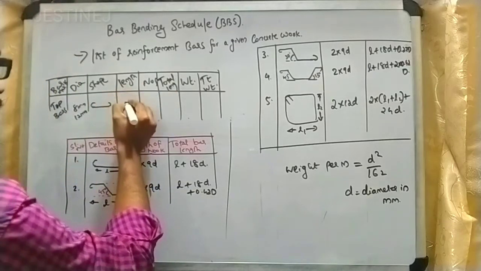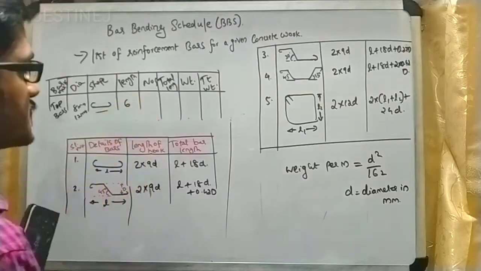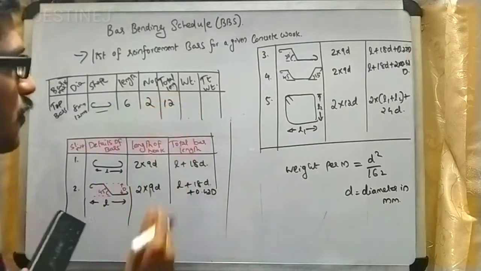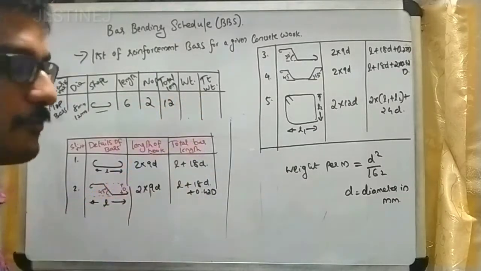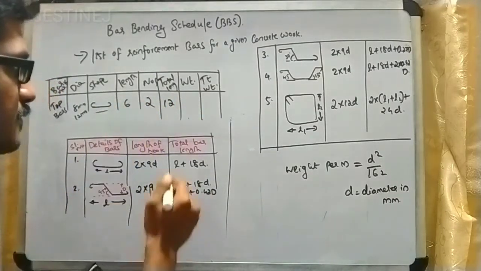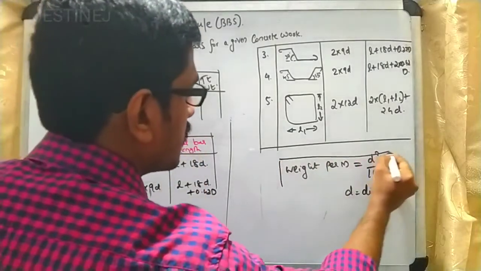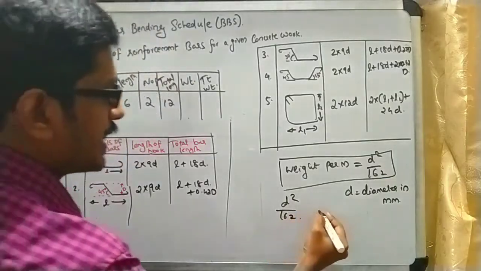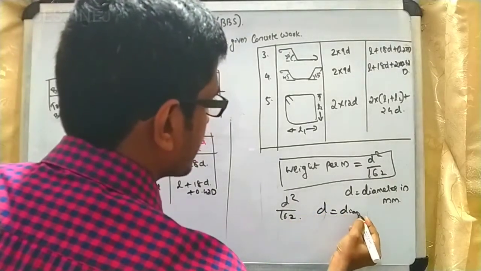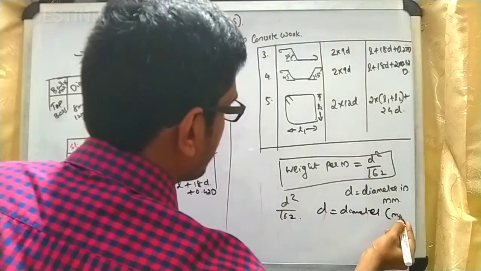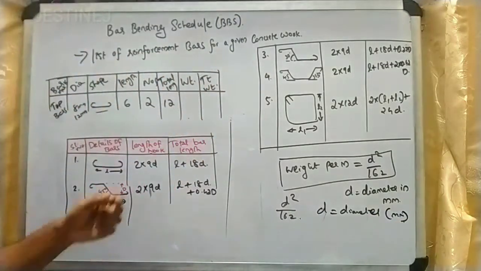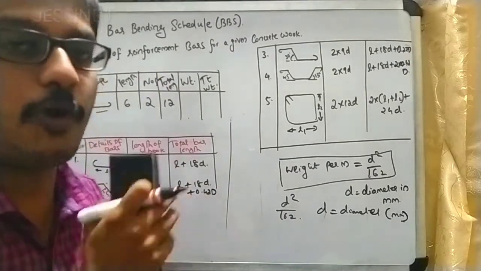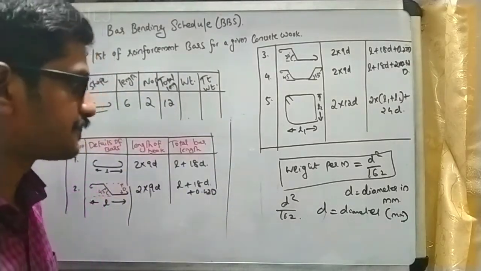If the length in this particular case is, let us give an example, 6, and the total number of bars is 2, then the total length will be 12. Then you have to calculate the weight by using a general equation, d square by 162, where d is the diameter and it should be in mm. And you can calculate the total weight also. So this is the actual procedure. While doing problems you will get more clarity.